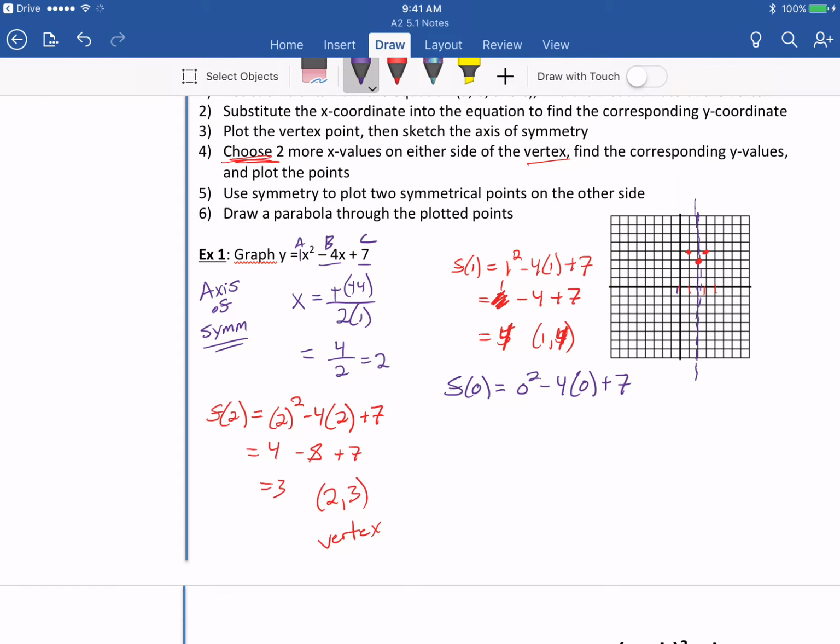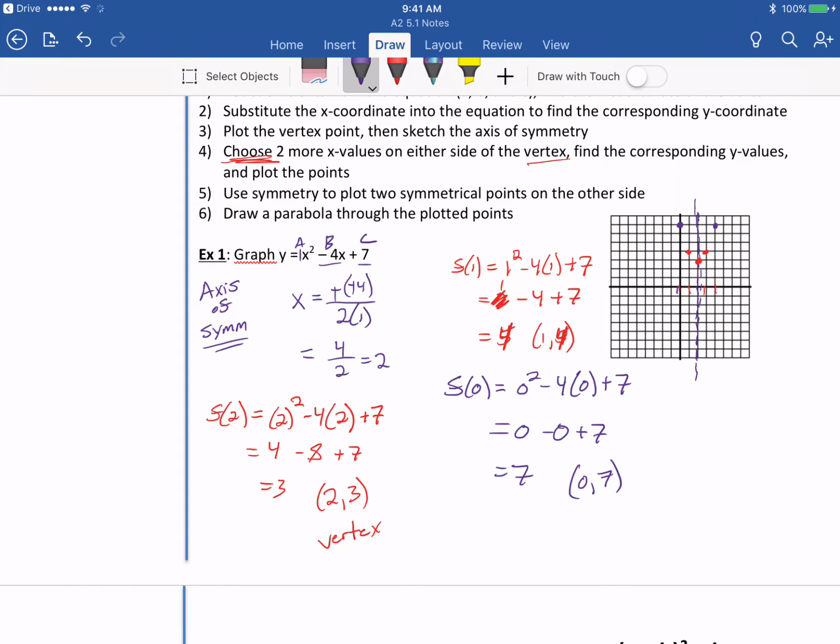All right, plug these guys in. I'm going to get this right this time. 0 squared is 0 minus 0 plus 7, and I get 7. So my point here is 0, 7. All right, so 0, 7 is 0 up 7, which is going to be right here. And I know that the point that's exactly symmetric to that is over 2 from that and then up 7.